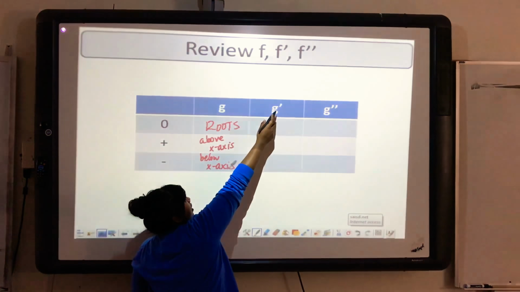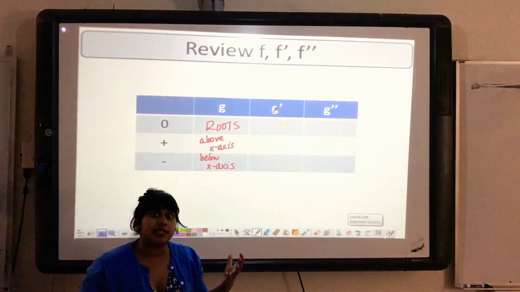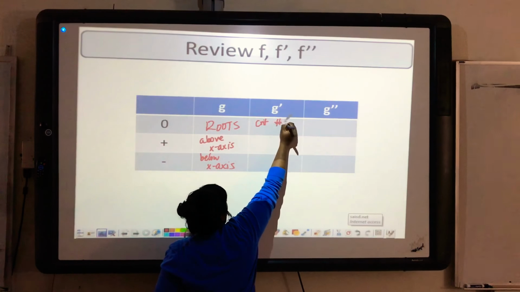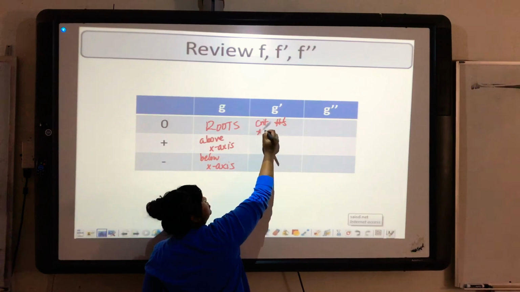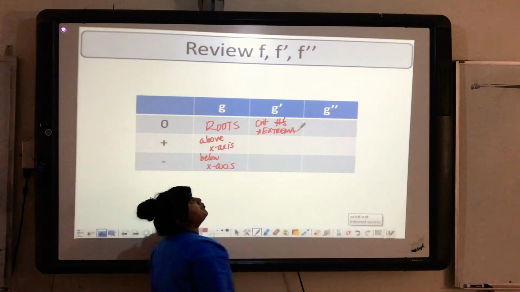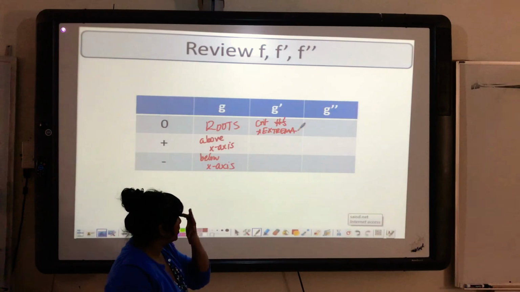We're not talking about slope here, okay? All right, what about g prime? When g prime is 0, what did we call those? They started with a c. Okay, these were our critical values. This was what we associated with extrema. Again, we didn't know for sure it was extrema. You have to test it, but we do associate it with extrema.